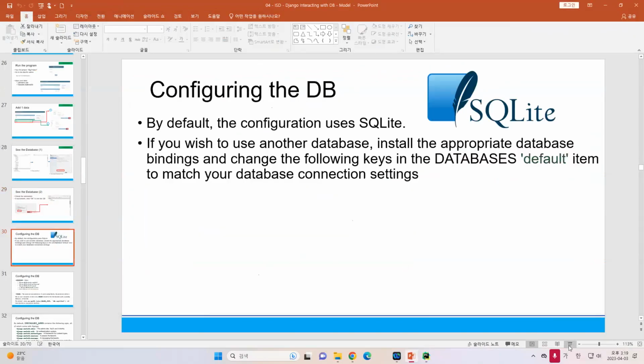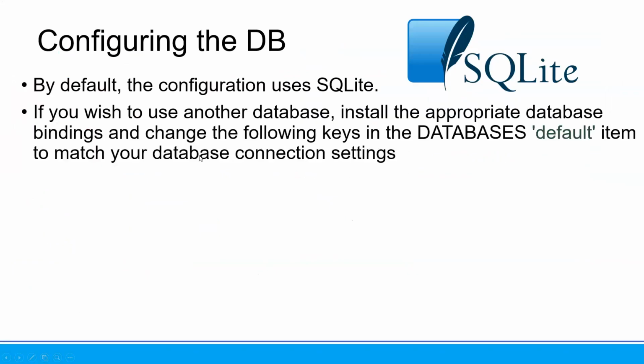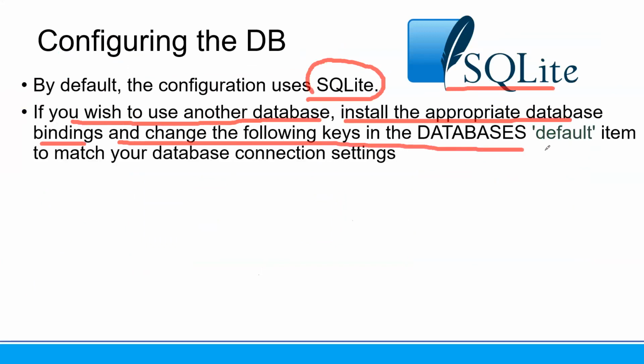Okay, then if you want to configure the database, I will just give you some information. By default, we will use SQLite. So Django provides SQLite for creating the data, saving the data, and extracting the data. If you wish to use another database, install the appropriate database binding and change the following keys in the database default item to match your database connection settings.